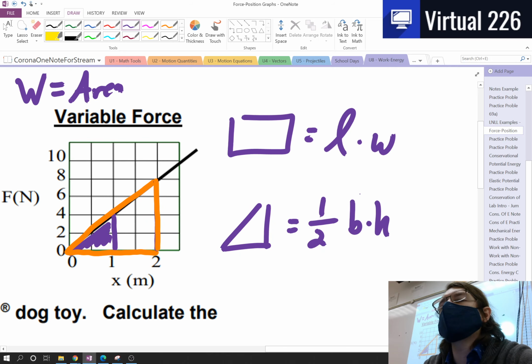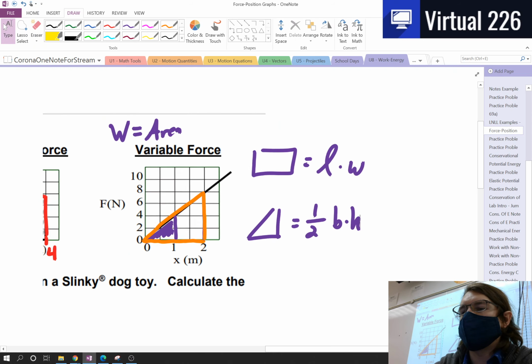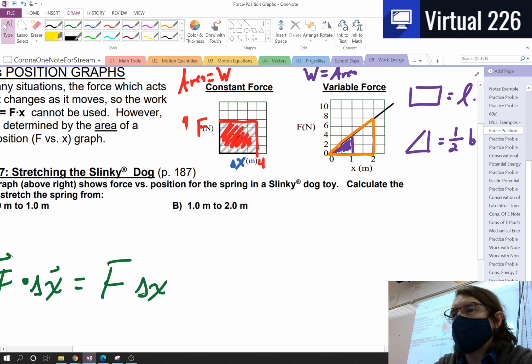So with these two formulas, we can take some funny looking shapes, parse them into different triangles and squares, add them together, and that area is our amount of work, which we could then use for our work energy theorem, where the work is the change in kinetic energy. And if you have no idea what I'm talking about for that, check out our past videos, because we did it there. So let's take an example of what this would look like.